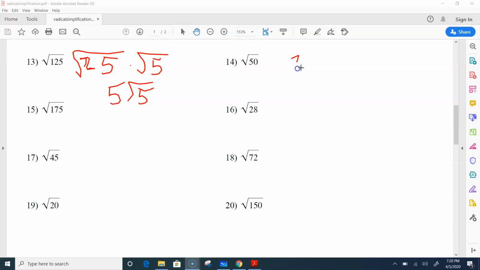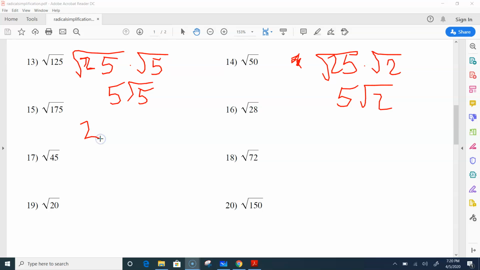We get 25 in this one again. Hopefully you're liking these repeated number patterns. 25 times 2. We have square root of 25 times square root of 2. So we take that square root of 25, perfect square, square root of 2. Okay? 175. 25 goes into that as well. We got 25 times 7. So that's 5 square root of 7.